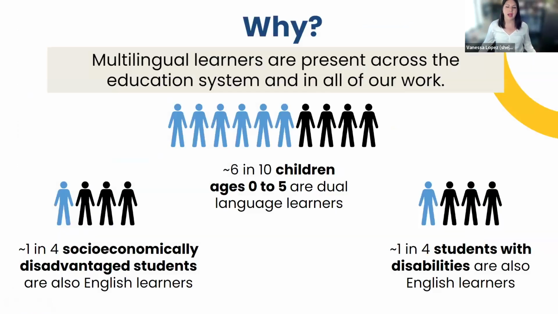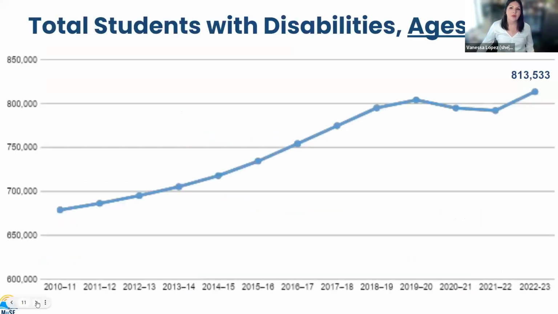So we know that in the state of California, which is vast with a diverse student population, multilingual learners are present across the education system in all of our work. 6 out of 10 children ages 0 to 5 are dual language learners. 1 in 4 are socioeconomically disadvantaged students that are also English learners, and 1 in 4 students with disabilities are also English learners. So we see a lot of that intersectionality within our student population.